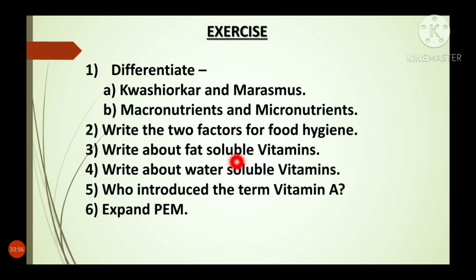Write about fat soluble vitamins. Write about water soluble vitamins. Who introduced the term vitamin? Expand PEM. These are all very easy questions and you can answer them by reading the textbook as well as by watching this video.